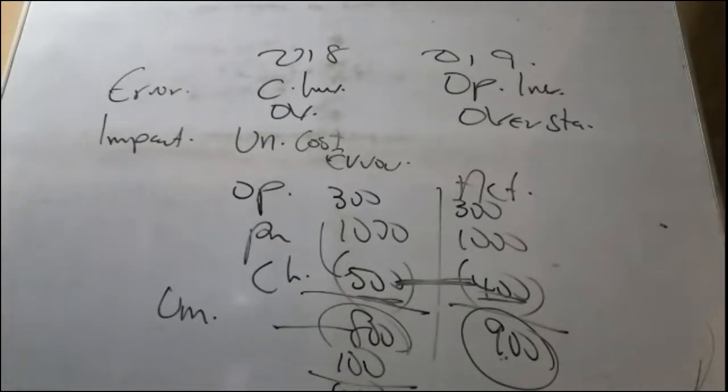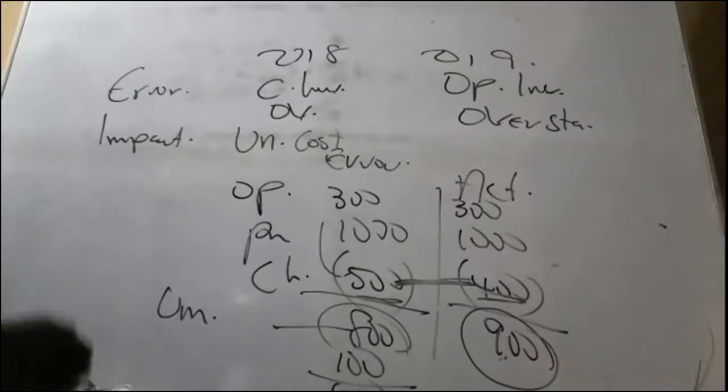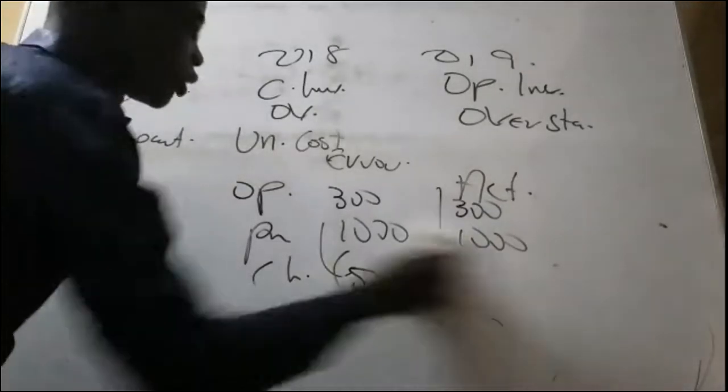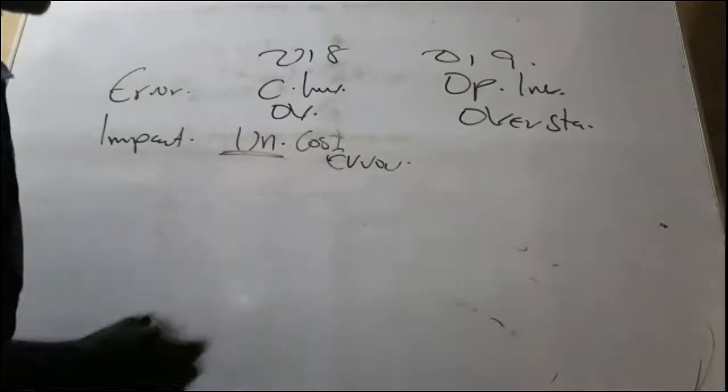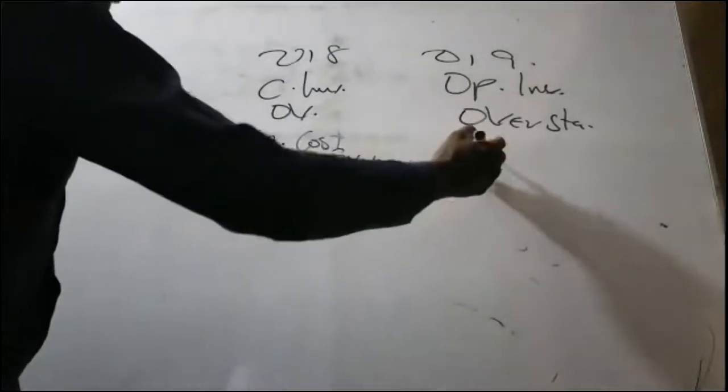Now, the reverse is true for what? Opening. So in 2019, the cost of sales should be what? Overstated. That's all. So in 2018, the cost of sales will be understated. 2019, the cost of sales will be what?